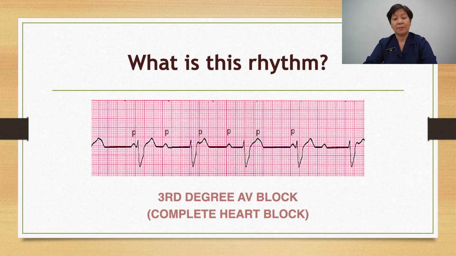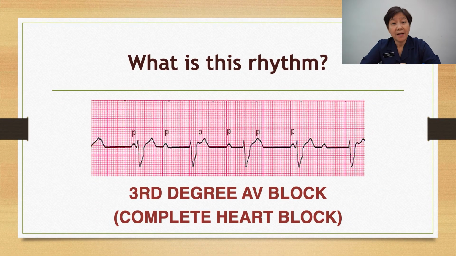Here comes the complete heart block. Complete heart block means there is already AV dissociation. Your atrium will fire at its own rate and your ventricle will also fire at its own rate. So there is no relationship between your atrium and your ventricle. PP is constant, RR is also constant, but the PR is not constant. That is the characteristic of your complete heart block.